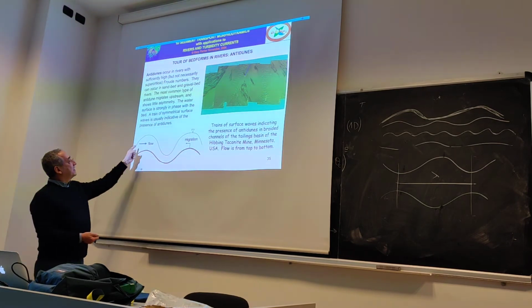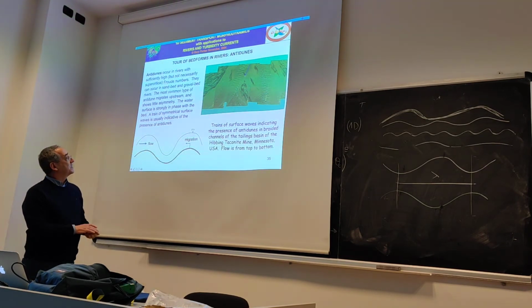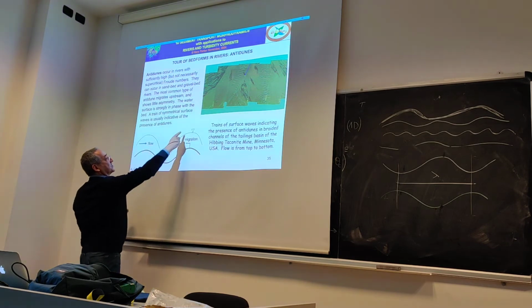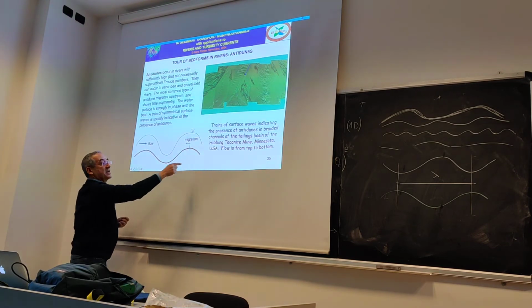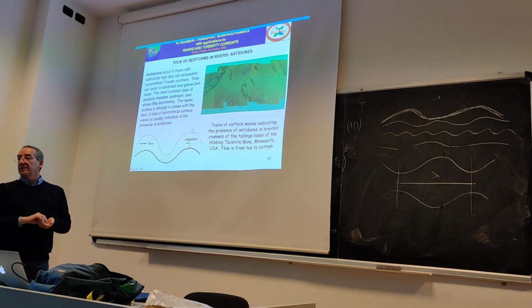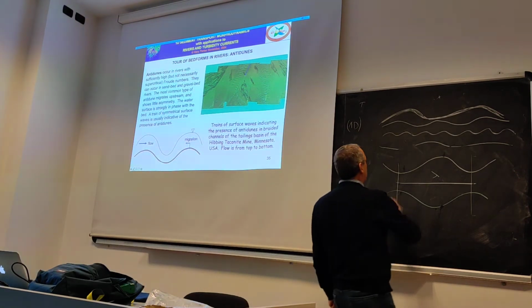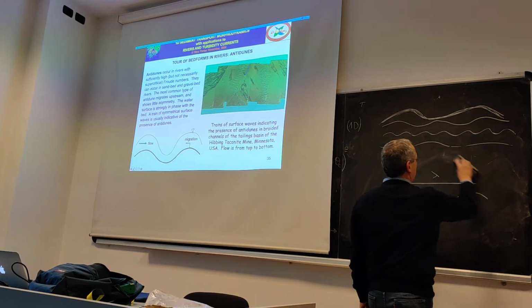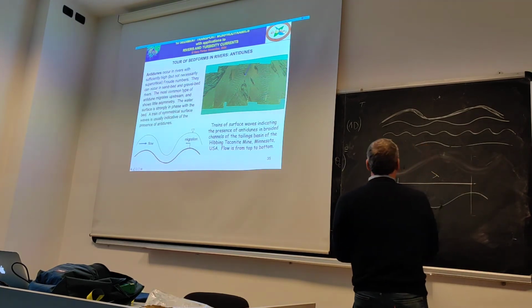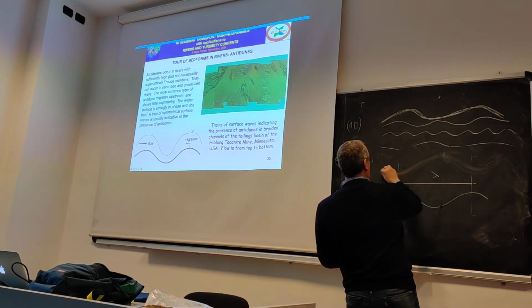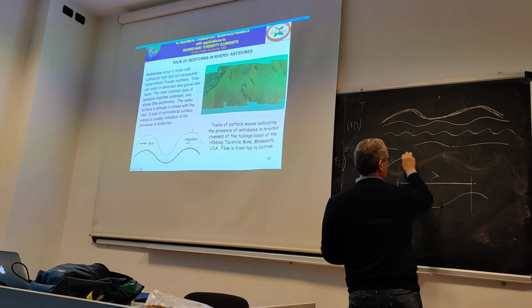and also the perturbation of the free surface is in phase with the perturbation of the bed. So instead of this, you will have something like this.